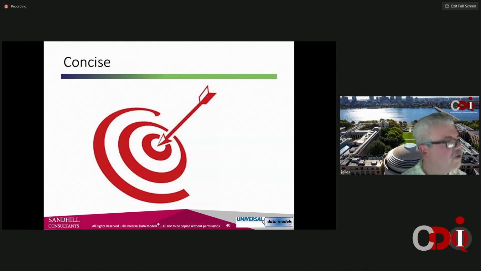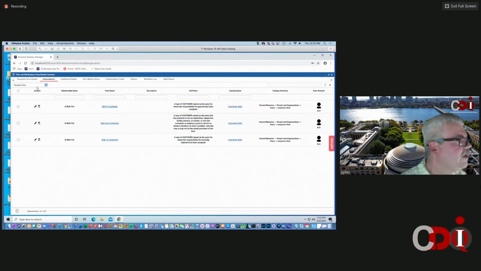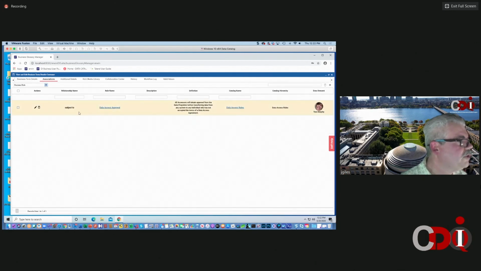So what I'll do now is, again, I'm going to go back into my software here and take a look at this idea of a customer to a business rule. So I can see that there's a data access approval. And I've got a full definition of what that data access approval is in relationship to what a customer is.